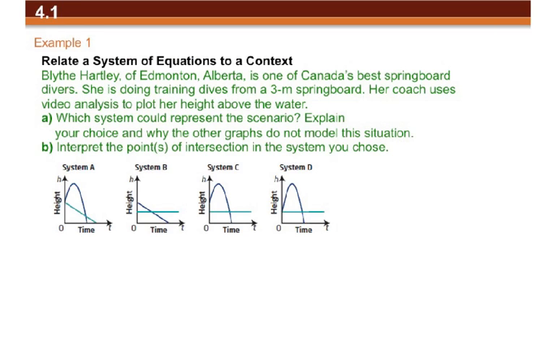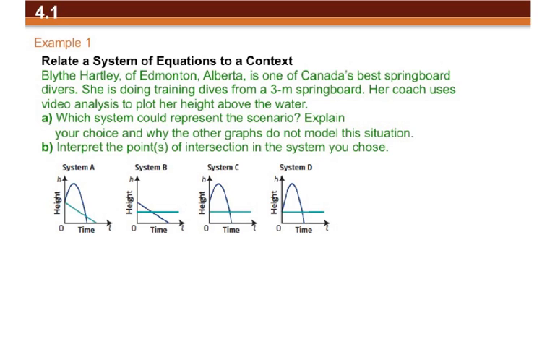So let's take a look at a situation. We've got a springboard diver going from a 3-meter platform. Coach uses video analysis, and this is a simplified graph of what the video would show, but the video would show 2 different things going on. One, we would have the diver going off the board into the water, and we'd also have the height of the water. So we need to take a look at each system and see which ones could possibly model this situation.